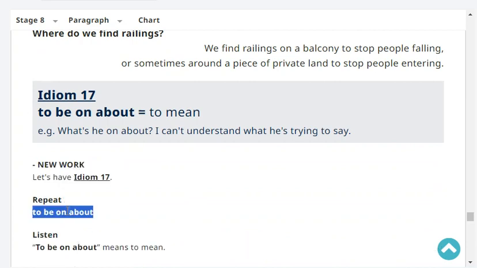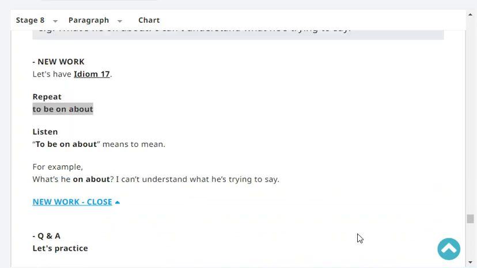Okay, now let's have idiom 17, to be on about. To be on about. Very good. Okay, listen. To be on about means to mean, like what you mean. For example, what's he on about? I can't understand what he's trying to say. Like, what does he mean?